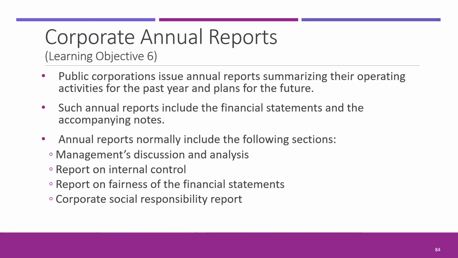For annual reports, public corporations issue annual reports summarizing their activities for the past year and plans for the future. They usually include the following sections: the corporate social responsibility report, which is still optional. But the other three, management's discussion and analysis, report on internal control, report on fairness of the financial statements, the actual financial statements, that's all mandatory. It's all standardized.